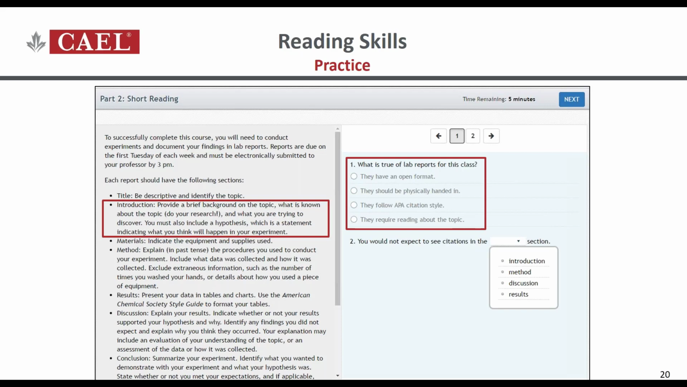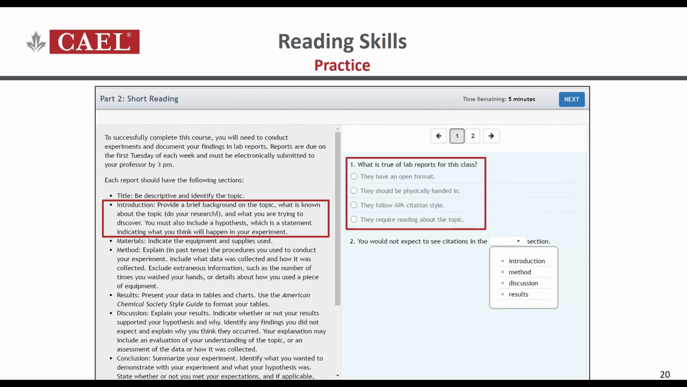Okay, so now that we know what the correct answer is, the answer is D, they require reading about the topic. I was wondering if you know what skill did we use to answer that question? Was it general meaning? So general meaning, looking at the general points, specific information, or inference? Okay, which skill did we use to answer that question? Does anyone know? Okay, Ada, thank you. And Evelyn, that's right.